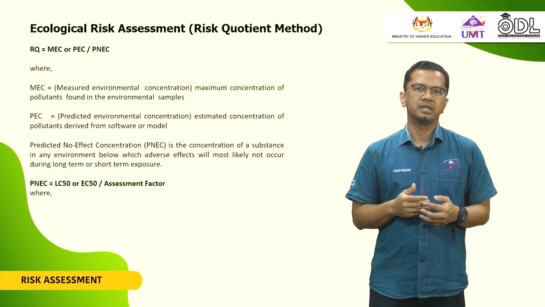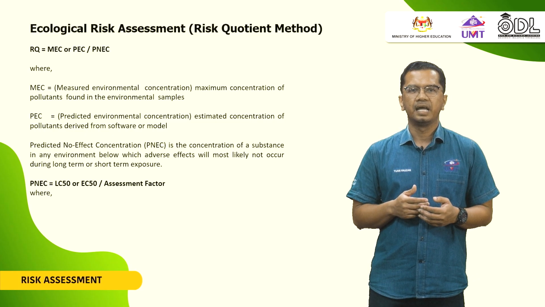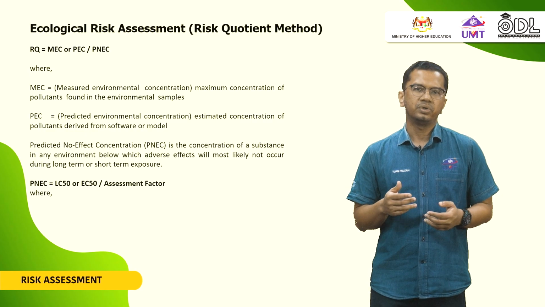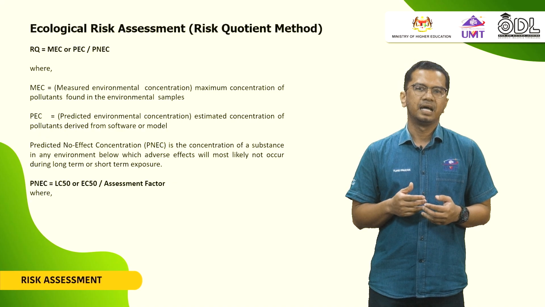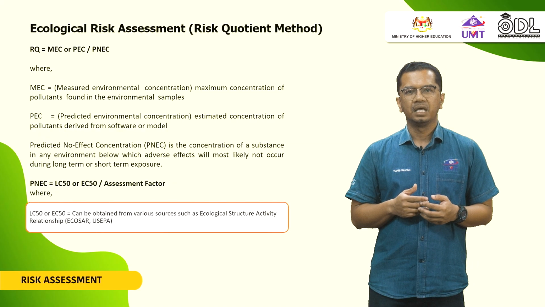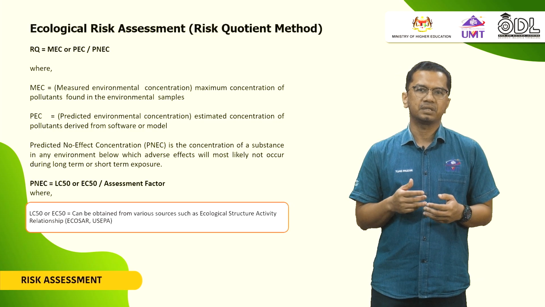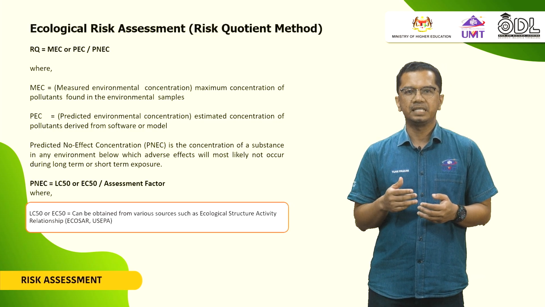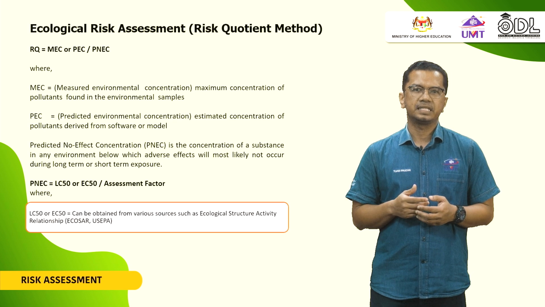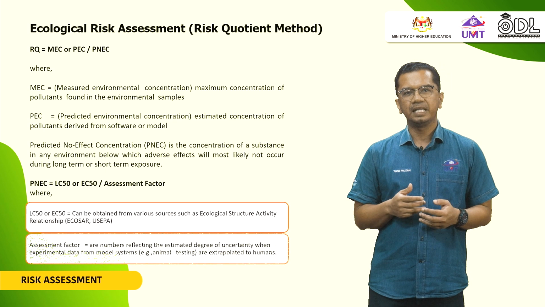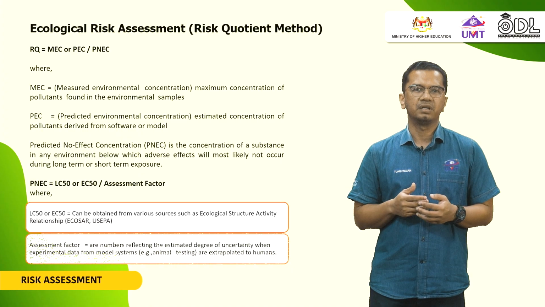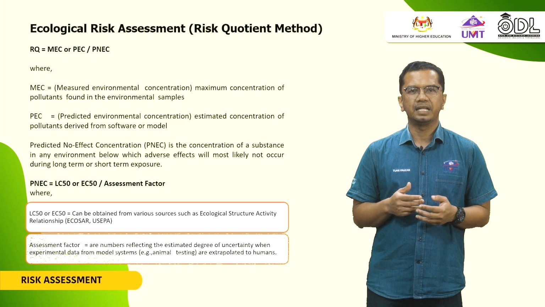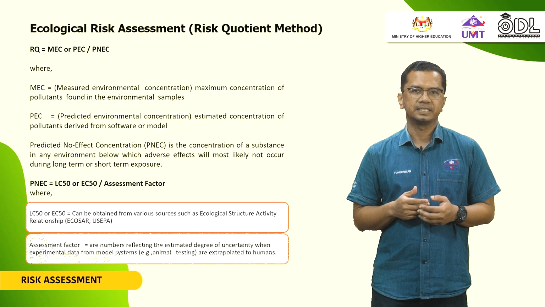It accounts for uncertainties when lab data is extrapolated to complex real-world ecosystems. So, the complete process looks like this. We start with toxicity data to calculate a safe level, PNEC. We then measure or predict the actual concentrations in the environment, MEC or PEC. We divide this to get the risk quotients. Finally, we compare the RQ to the classification scales to determine the level of ecological risk. This provides a clear quantitative assessment.